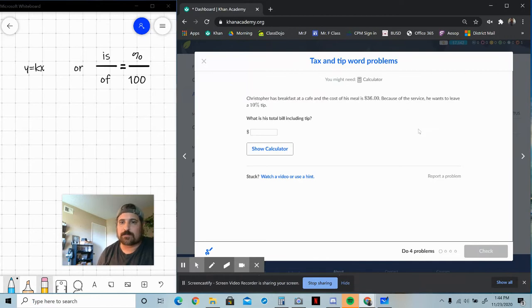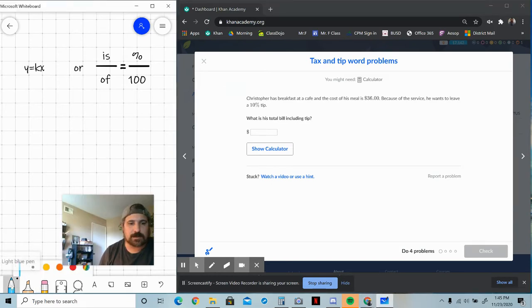It says Christopher has breakfast at a cafe and the cost of his meal is $36. Because of the service, he wants to leave a 10% tip. What is the total bill including tip? All right, so a couple things to pay attention to here.